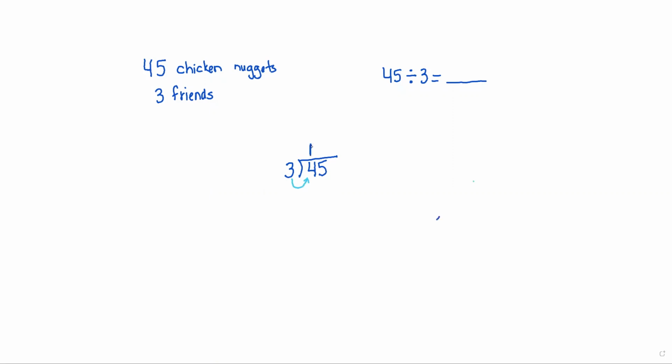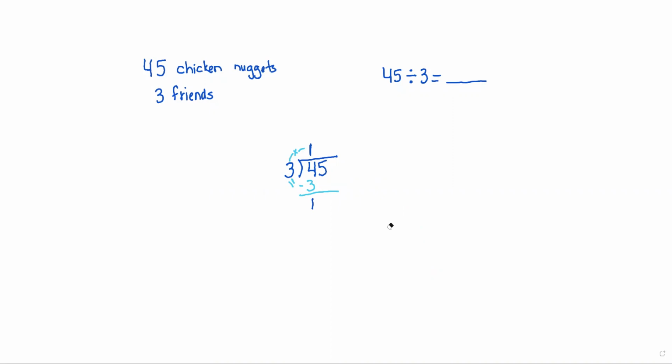Okay. 3 goes into 4 1 time. Then I'm going to do a little multiplication problem. 3 times 1 equals 3. I'm going to subtract the 3 from the 4, and it gives me a 1. 4 minus 3 equals 1.